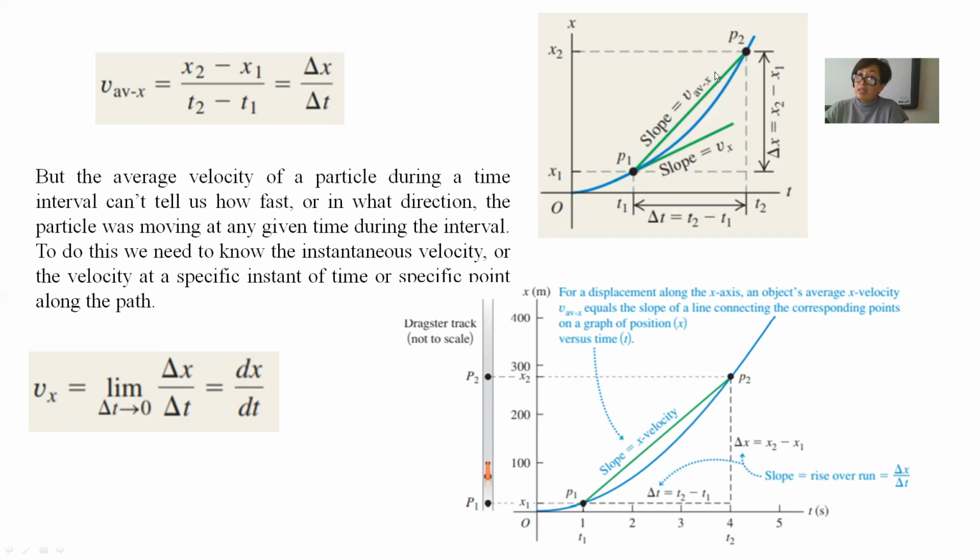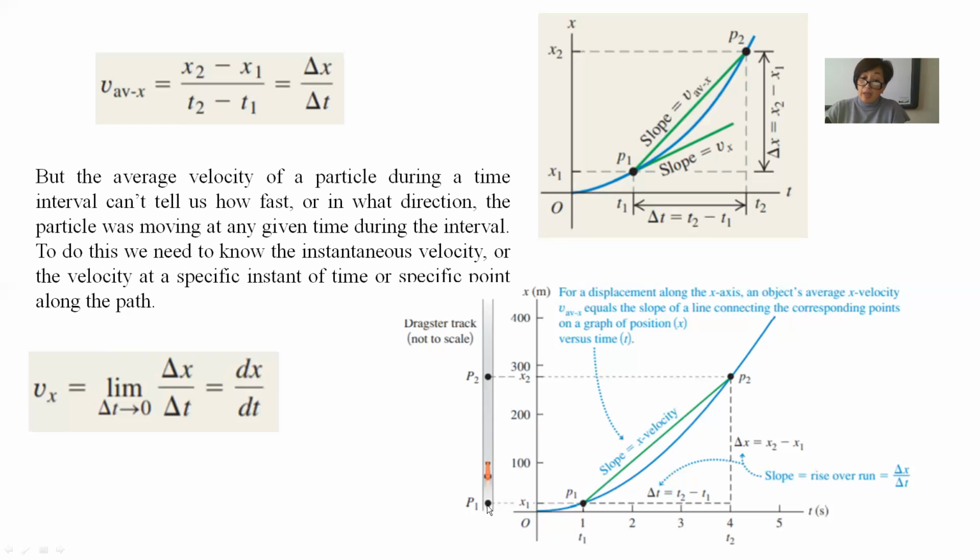Here the slope equals the average velocity. This is the formula delta x divided by delta t. But we want to calculate the instantaneous velocity, and here the slope at a point equals the instantaneous velocity. This is a dragster track, not to scale.